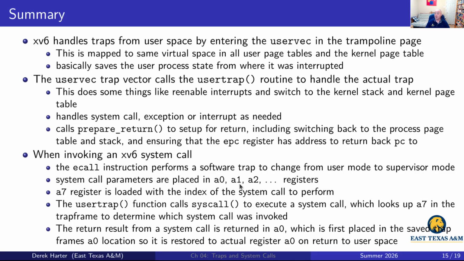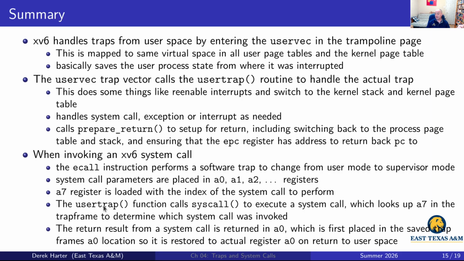In general, the parameters that are input to a system call go in registers A0, A1, A2. You can only have like 5 or 6 of these. If there's more, you have to do something more complicated. The A7 register is loaded with the index of the system call to perform.